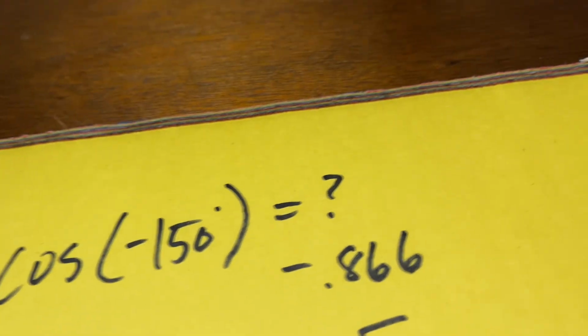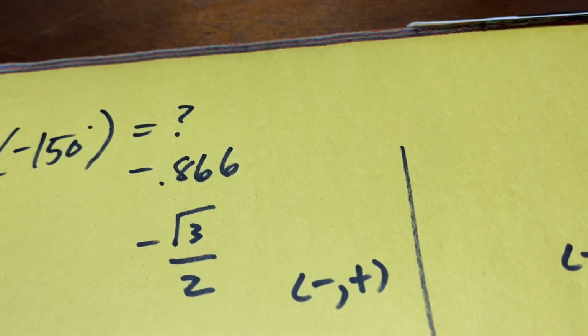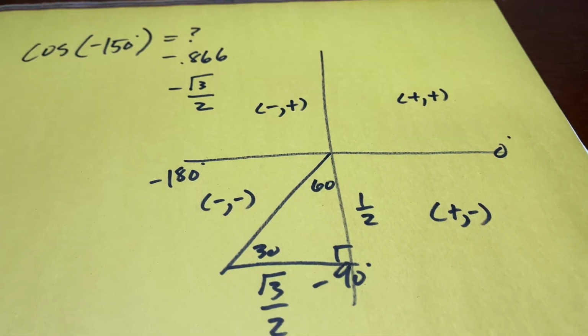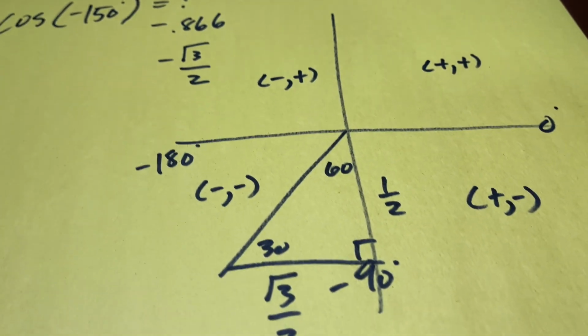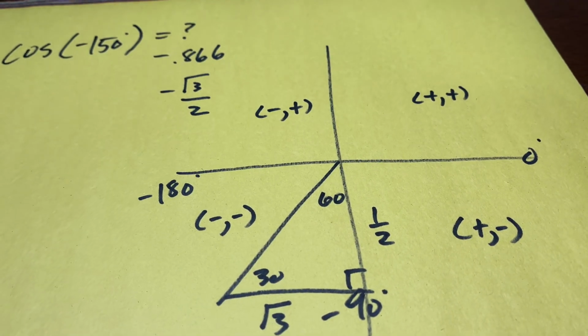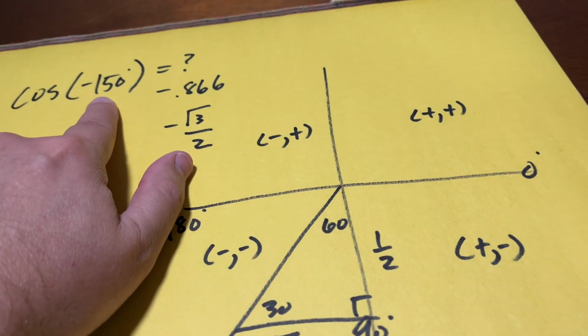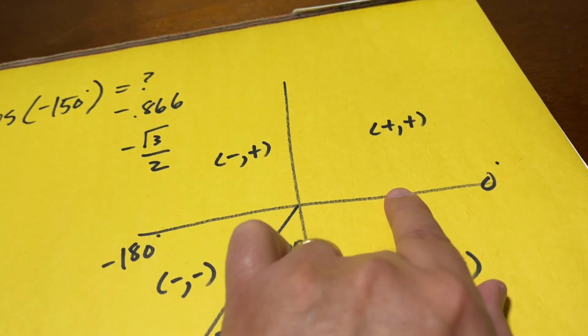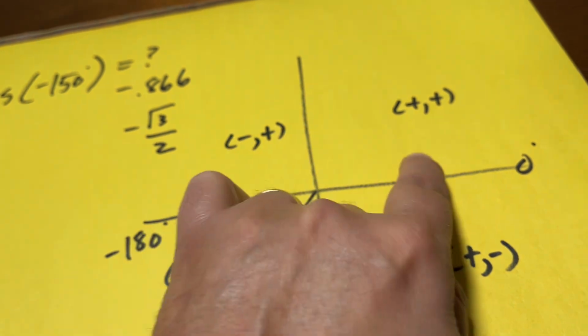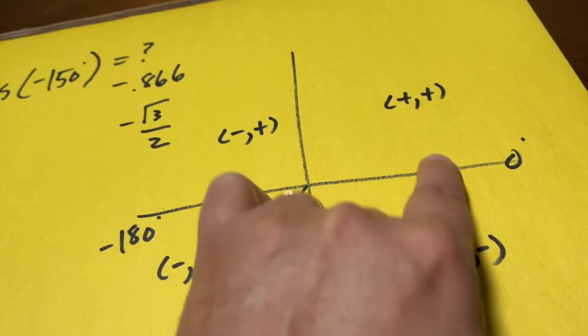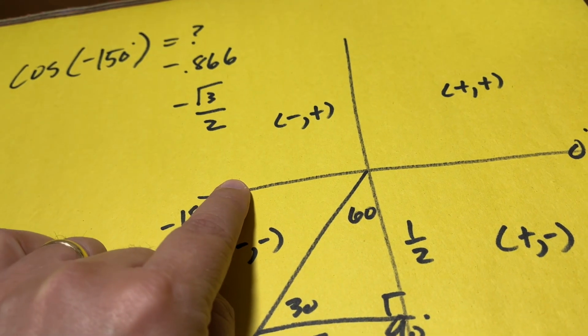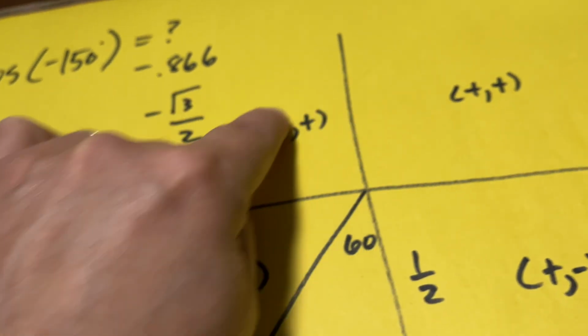But a lot of times teachers don't want you to use a calculator. They want you to be able to use the unit circle and a triangle. So what you could do is draw your y-axis and x-axis and go to where negative 150 degrees is. Well, to do a positive angle, you go this way. So this would be 90 degrees. This would be 180 degrees. So this is the way you go to positive angles.